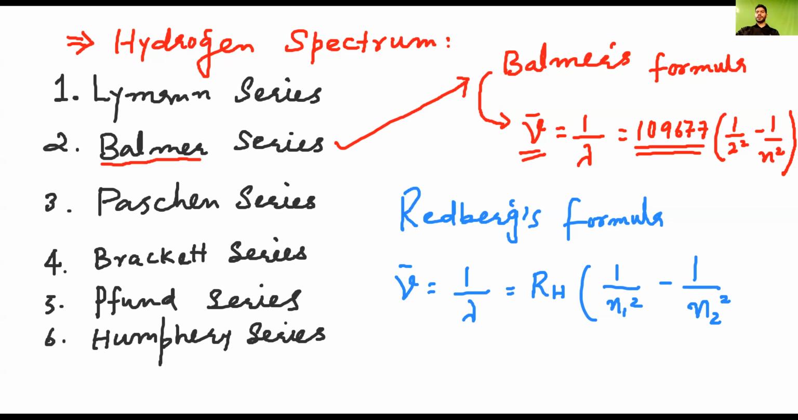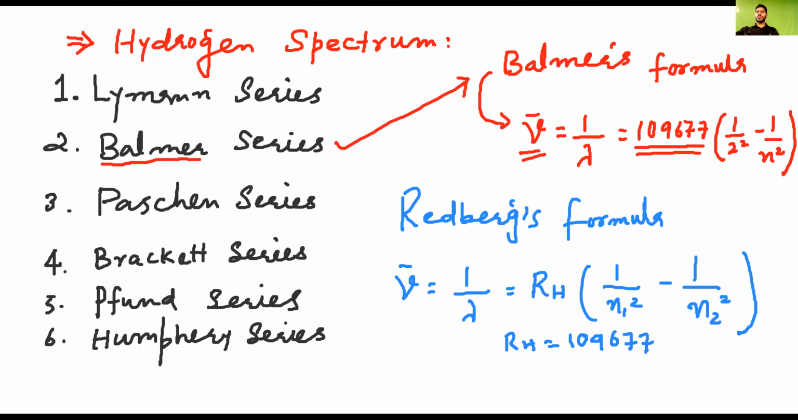And n2 square. So now what is the value of RH? That is the Rydberg constant. It is the same, that is 109677. You have to remember this value. Just as you have remembered the Planck's constant, as you have remembered the Avogadro number, similarly, you will remember this Rydberg constant, that is RH.